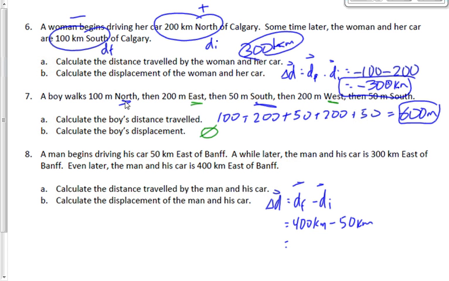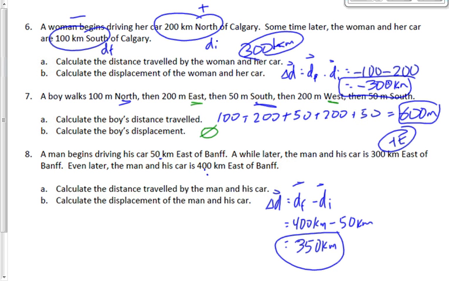Where does the 300 come into play, Andres? It doesn't. It doesn't matter how we get there. What matters is that we started here, we end right here. So it's just going to be 400 minus 50 or 350 kilometers east, right? Because positive is east.